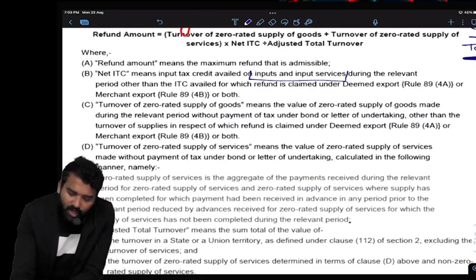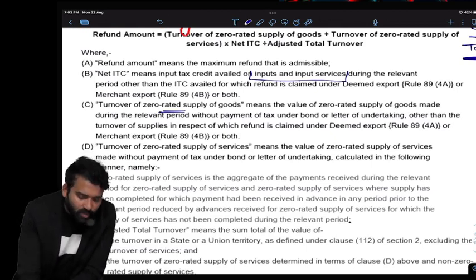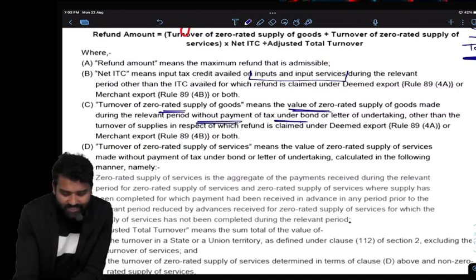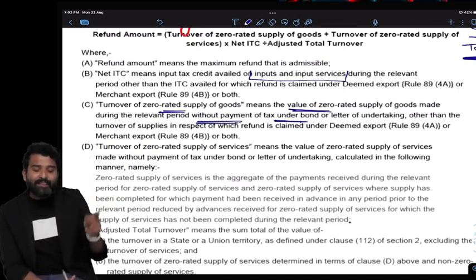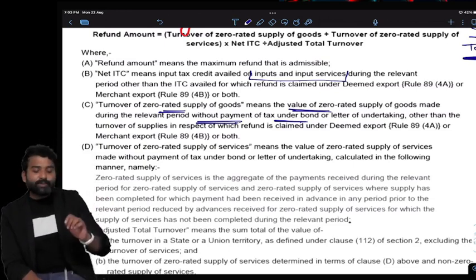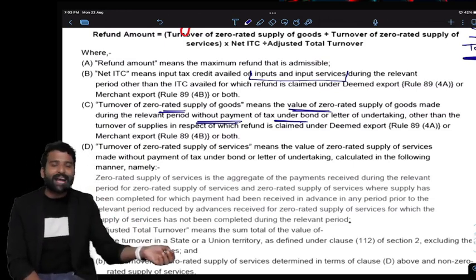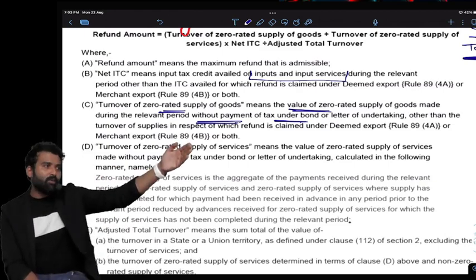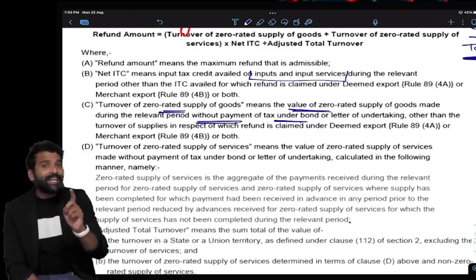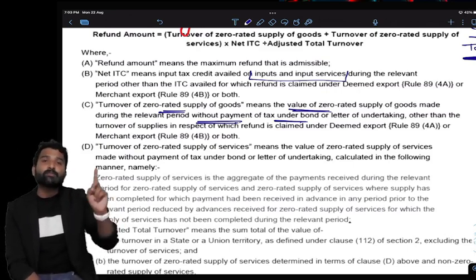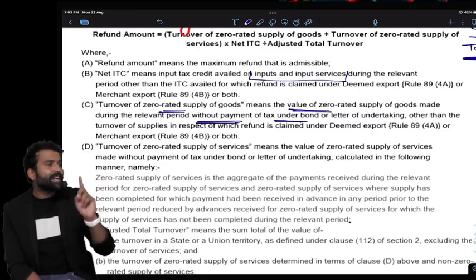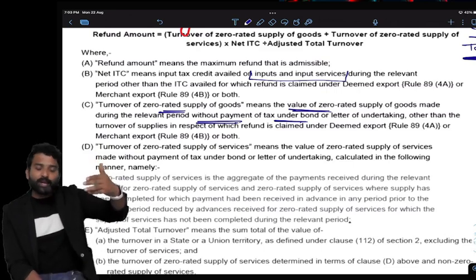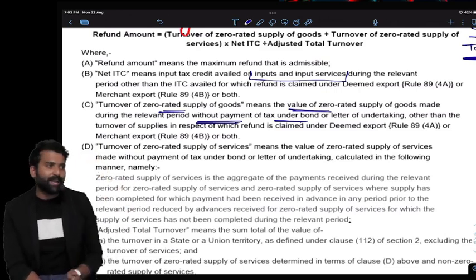next, turnover of zero rated supply of goods means actually export turnover which is under bond and without payment of tax. Export turnover without payment of tax. You know why? Because if I am exporting with payment of tax, then that ITC I cannot claim as refund because I am using the ITC for paying IGST. So I can claim refund only if I am having a turnover of export without payment of tax. In case of export with payment of tax, I cannot claim ITC refund. So the turnover in the numerator should only be export without payment of tax.